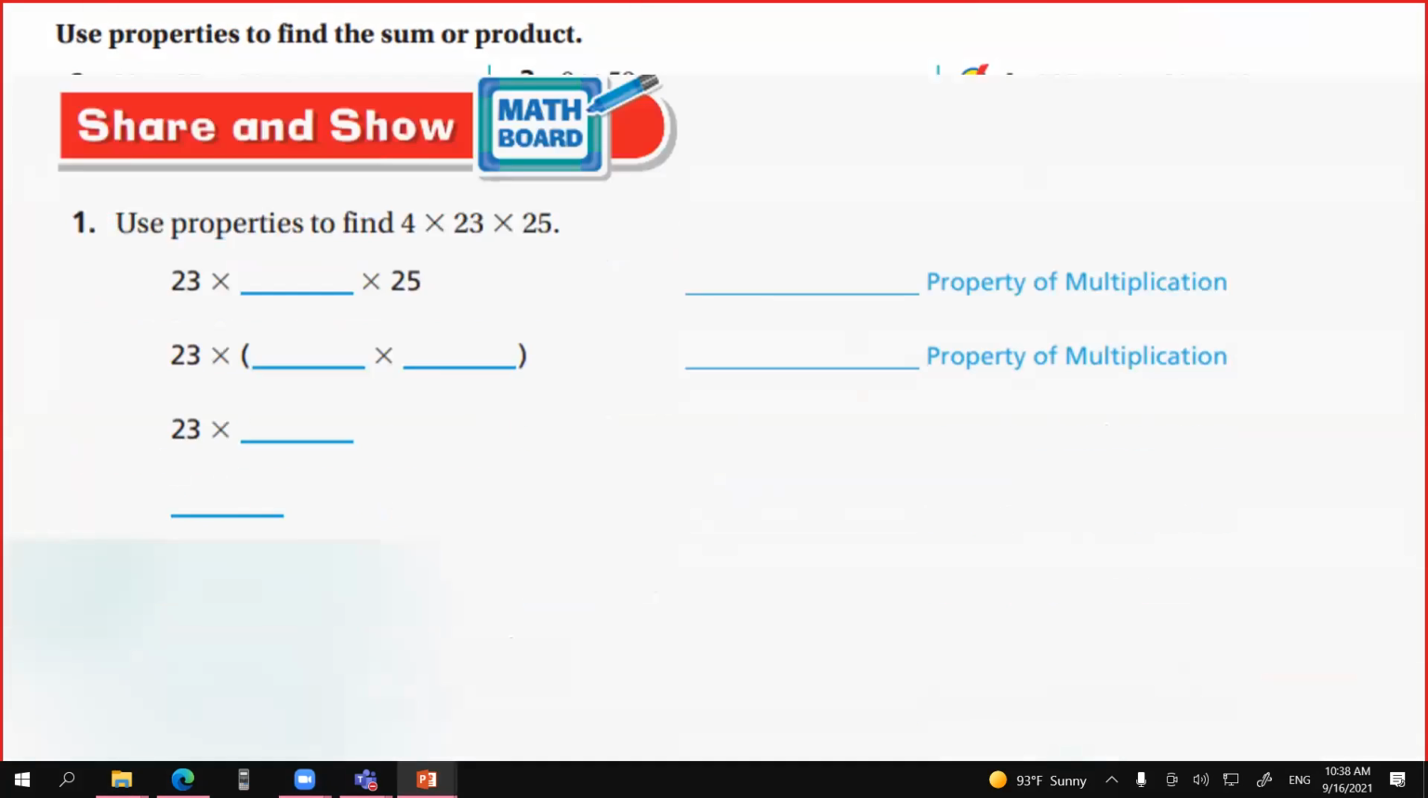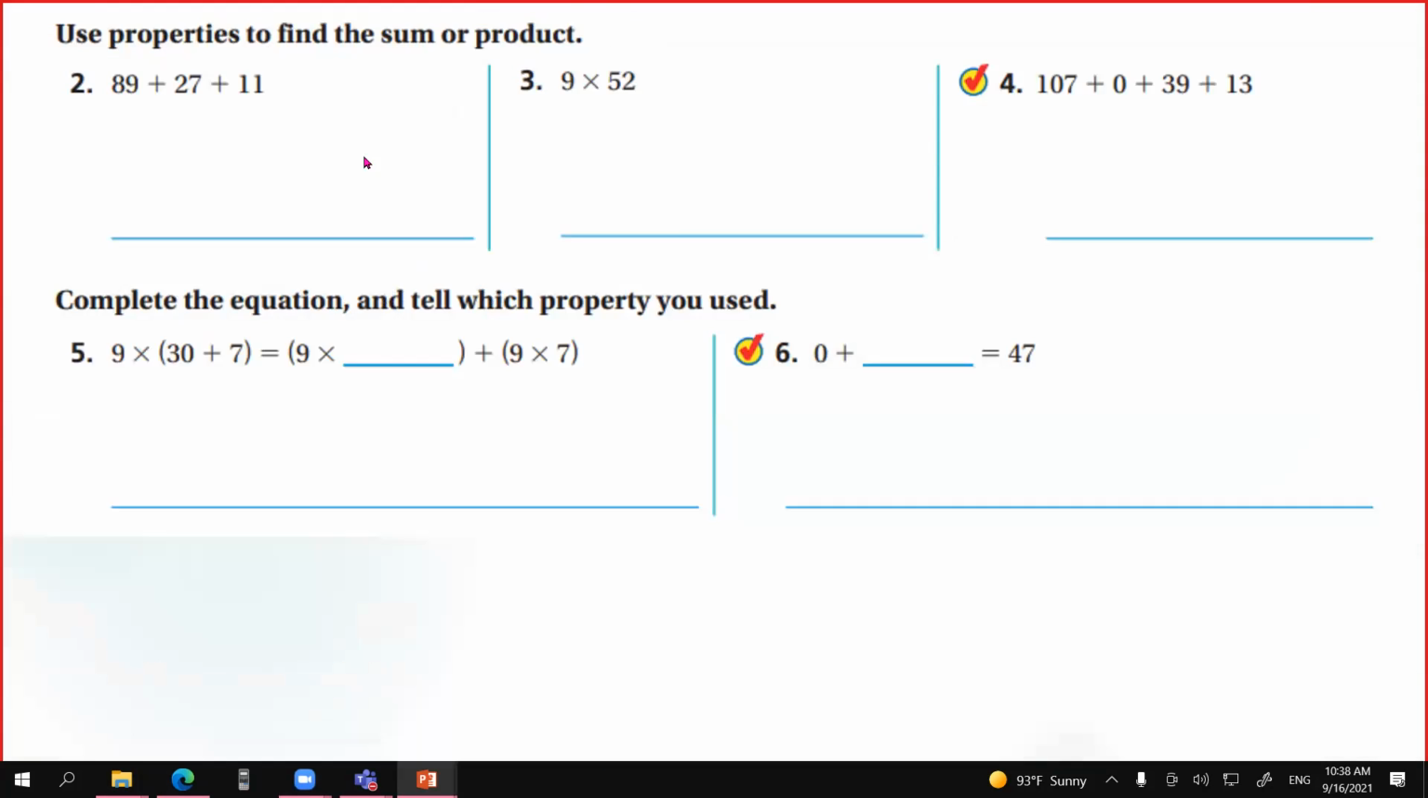Here now, use the properties. This is page 19. Use the properties to find the sum or product. Here, what do we have? 89 plus 27 plus 11. I want now to solve it. I want now to think how can I solve it? First of all, I will put two brackets here as an example, and then add the two numbers inside the brackets. Then the result of adding these two numbers, I will add it back to 89. Did you get the idea?